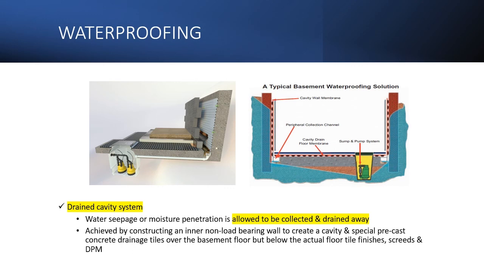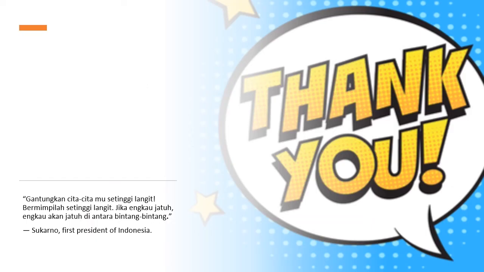This is the cross-section of the drain cavity system. As you can see, there is a cavity well membrane. Ni membrane, kat bawah ni pun ada membrane. And kat sini ada some pump system which akan pump out the water from the building. This is achieved by constructing an inner non-load bearing wall to create a cavity and special precast concrete drainage tiles over the basement floor, but below the actual floor tile finishes, screeds and DPM. Therefore, you takkan nampak. Once the basement dah dibuat, you takkan nampak all the system from the inside, daripada dalam basement tu you takkan nampak.